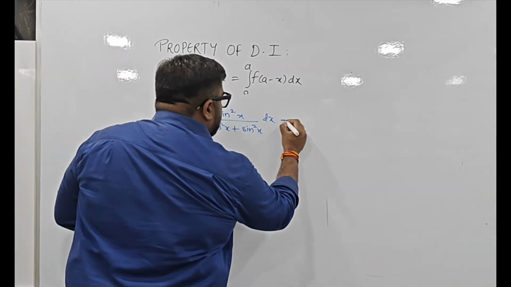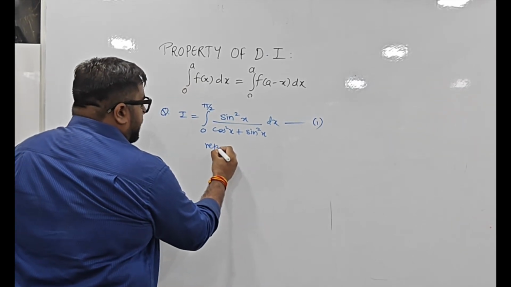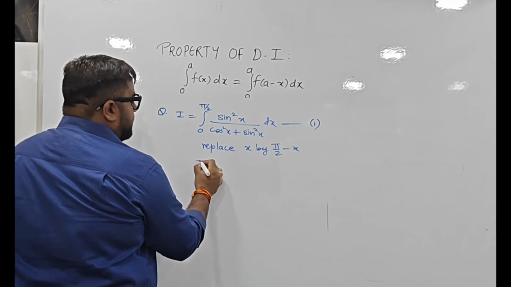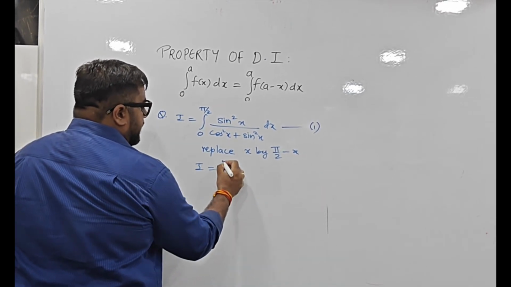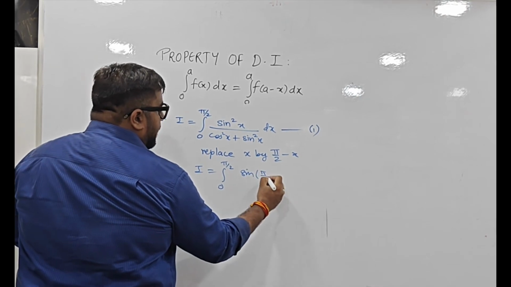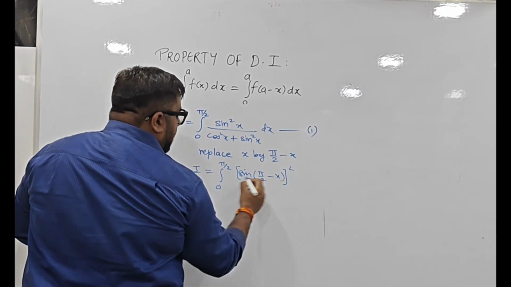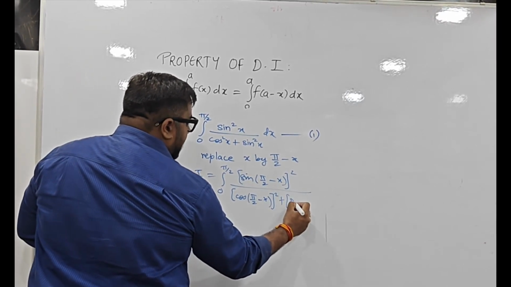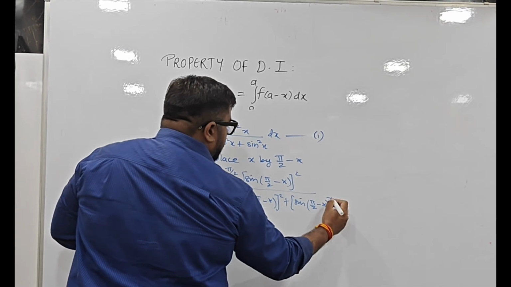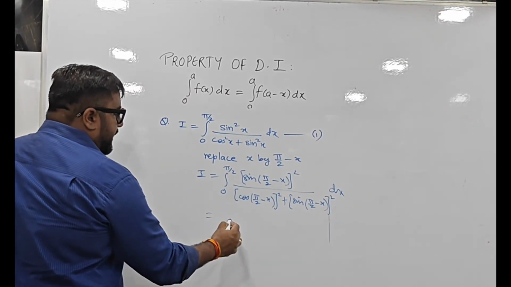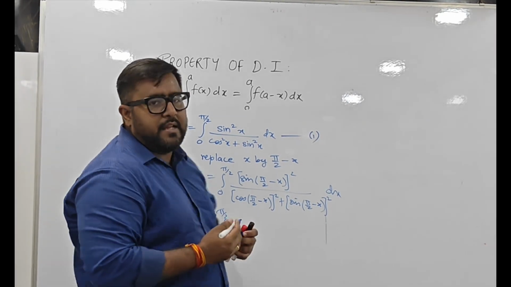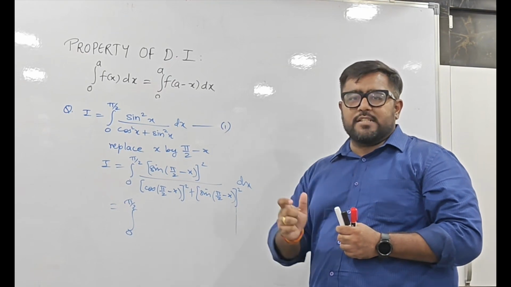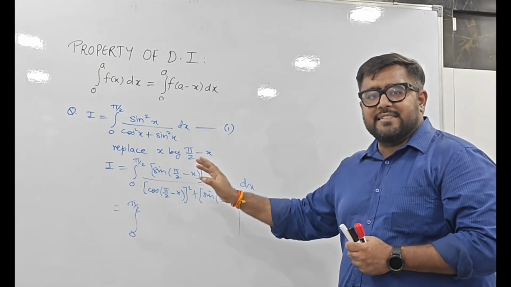So if I call this equation number 1, and now I apply the property, replacing x by pi by 2 minus x, this gives me the new value for I as integral 0 to pi by 2 of sin(pi by 2 minus x) the whole square upon cos(pi by 2 minus x) the whole square plus sin(pi by 2 minus x) the whole square dx. Now we are all very familiar with this part. We have already studied in school that sin(90 minus theta) is nothing but cos theta, and cos(90 minus theta) is sin theta.